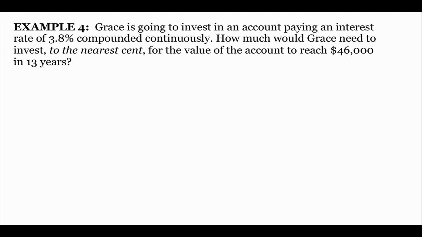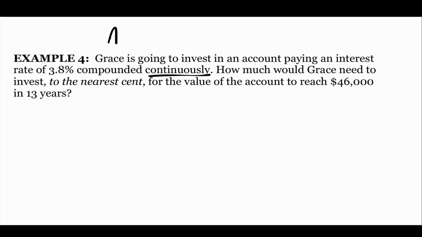Grace is going to invest in an account that pays 3.8% compounded continuously. How much would Grace need to invest? How much does she need to start with if she wants to have $46,000 in 13 years? $46,000, that's how much she wants to have. Compounded continuously, so we're going to use the PERT formula.